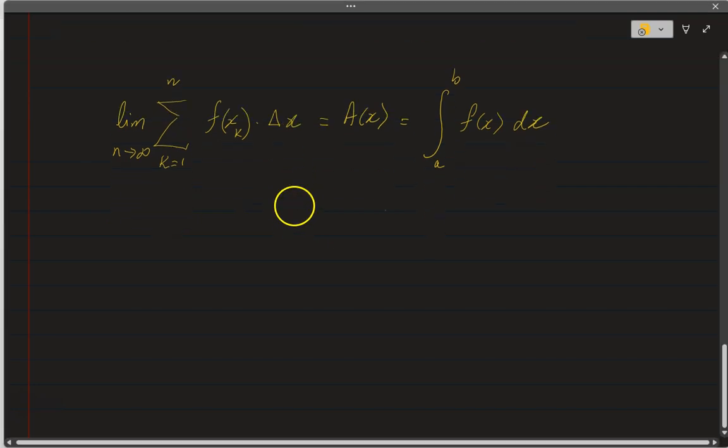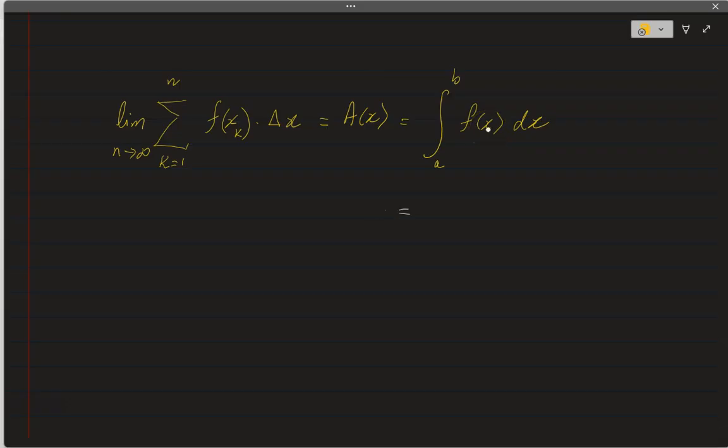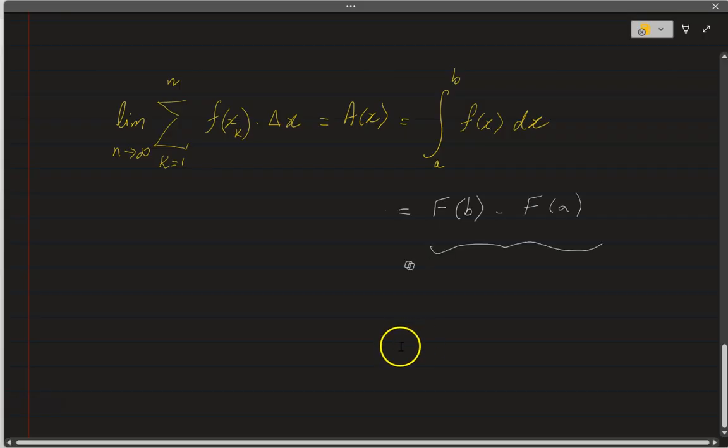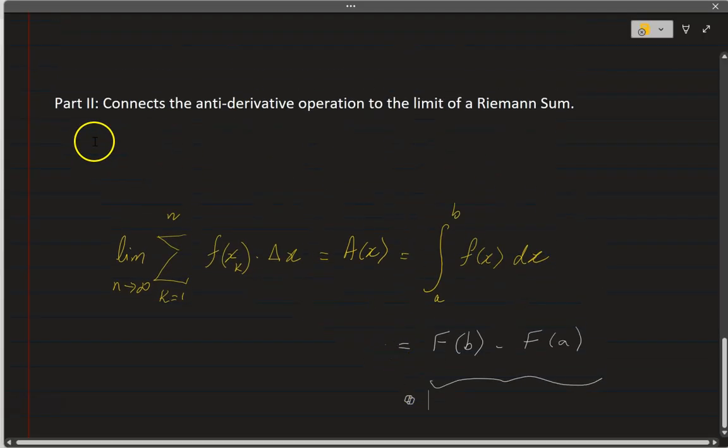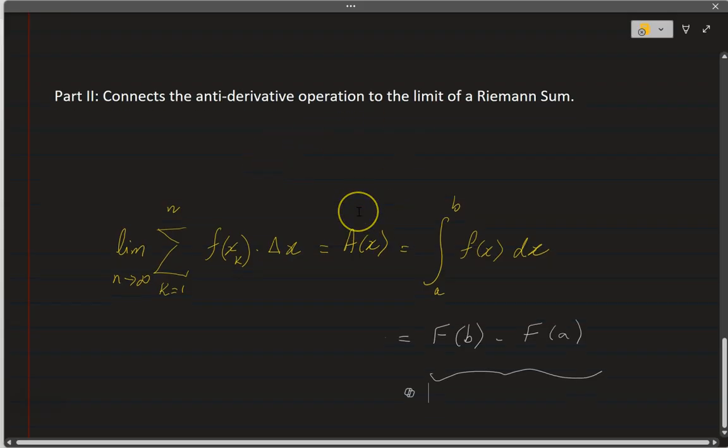This leads to the integration of f of x dx from the lower bound a to upper bound b. It is equal to F of b minus F of a. That is the second part of the FTC, the Fundamental Theorem of Calculus.